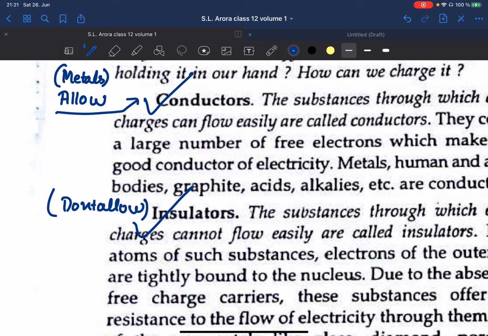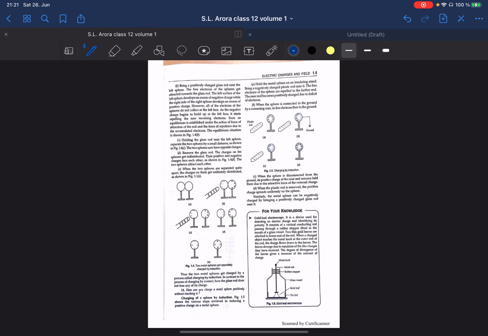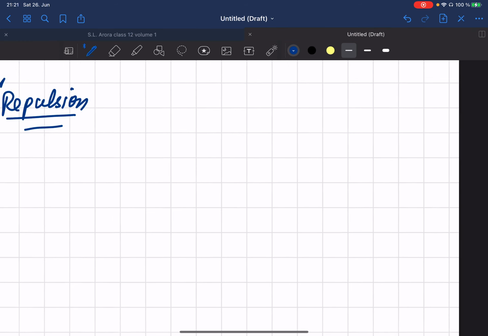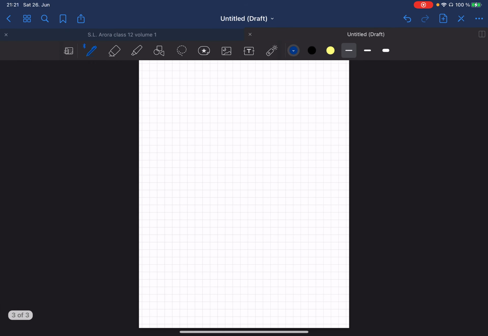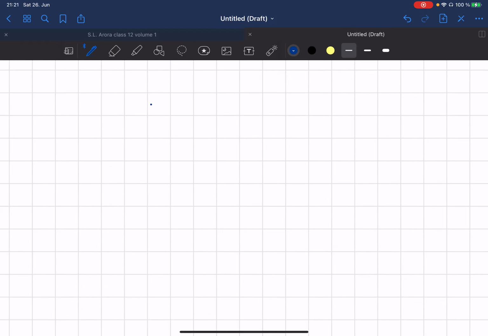But the thing we have to learn is how do these look? How does a conductor look? How does an insulator look? So I'll show you. Let's say we have metal. Okay, metal.